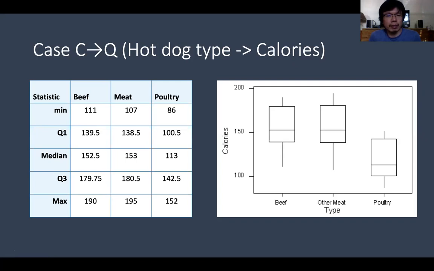draw these box plots. So in this case, these grouped box plots show the differences in terms of calories between different hot dog types, whether the hot dog is beef or other types of meat or poultry. We see that when it's poultry, I believe that's chicken or birds or ducks, the distribution seems to be overall towards the lower end of the calories compared to the other two, right?